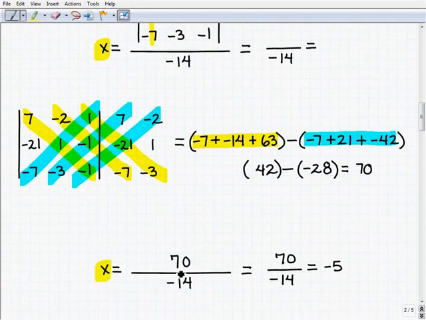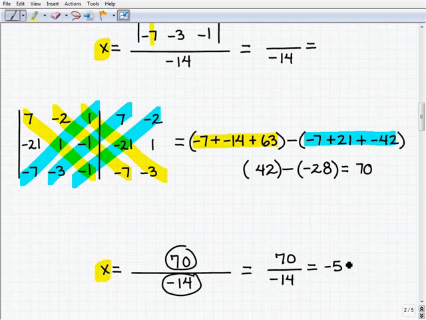So that numerator determinant was a +70. Our denominator was already -14. That was our first determinant we calculated. So 70 divided by -14 is -5. So far we have x is equal to -5. All right, so hopefully you're getting the hang of this.